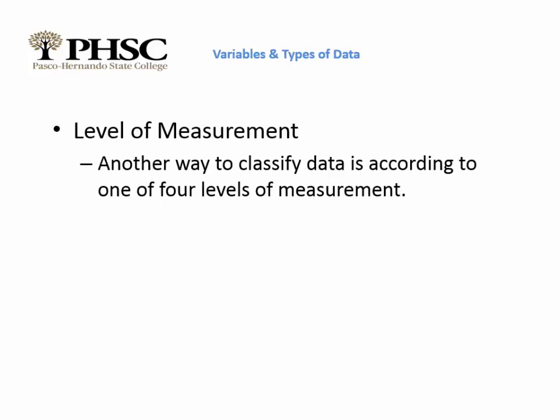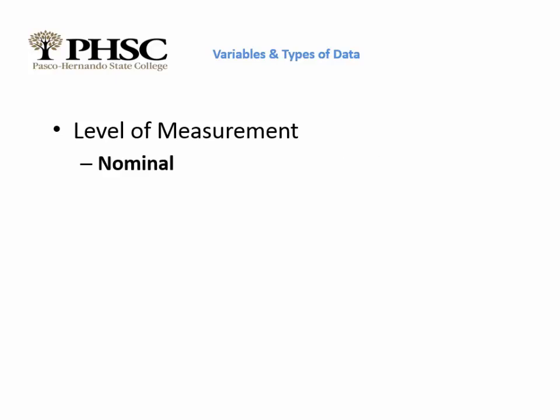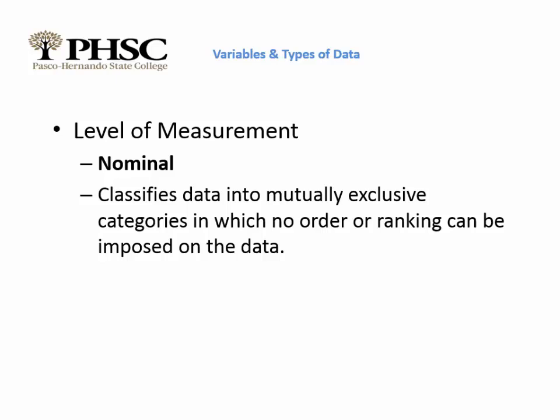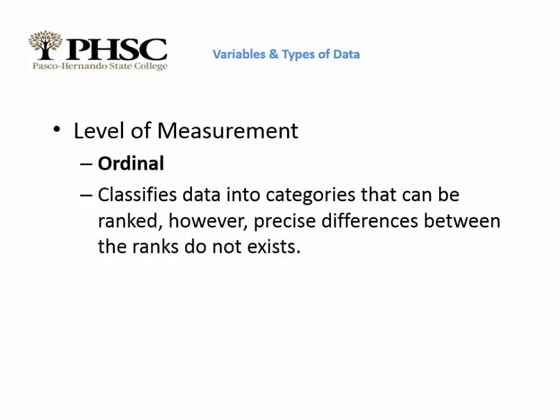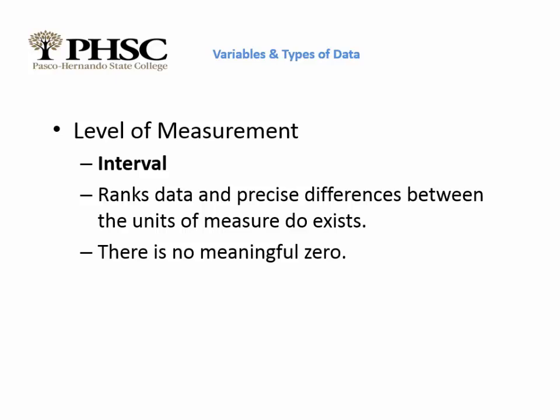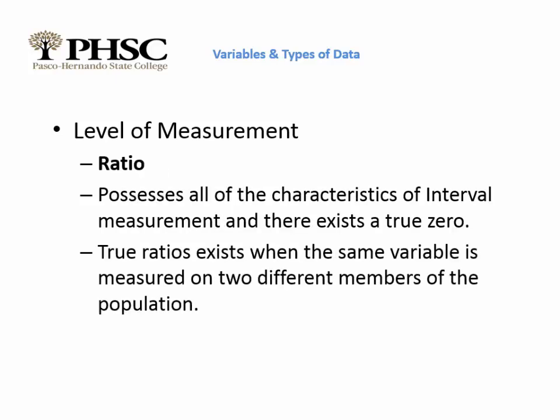The next thing we're going to talk about is the level of measurement. Another way to classify data is according to one of 4 levels of measurement: nominal, ordinal, interval, or ratio. Nominal classifies data into mutually exclusive categories in which no order or ranking can be imposed on the data. So these are names, labels, or categories. Ordinal classifies the data into categories that can be ranked. However, precise differences between the ranks do not exist. The next one is interval, which ranks data, and precise differences between the units of measure do exist. There is no meaningful 0 in an interval.